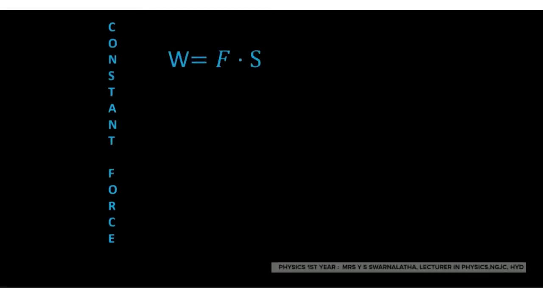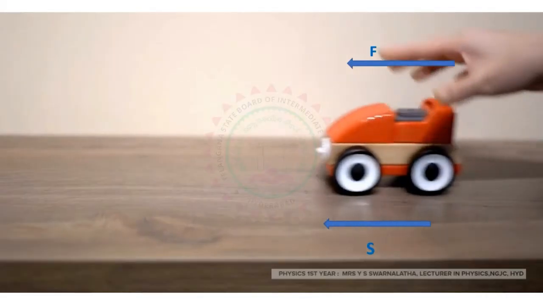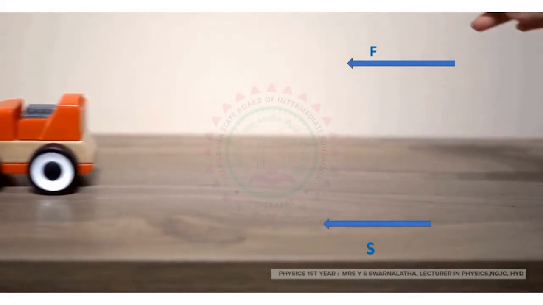Work done is F dot S, that is Fs cos theta. SI unit of work is joules. Work is a scalar quantity as it is a dot product. Now observe the direction of force and displacement in this example. So what we can observe here?